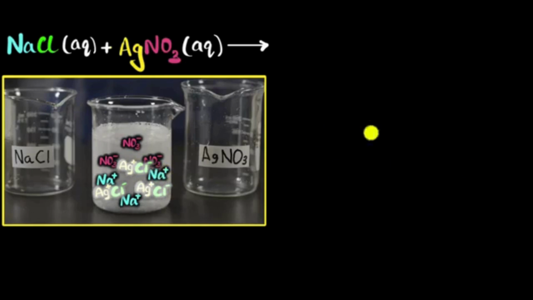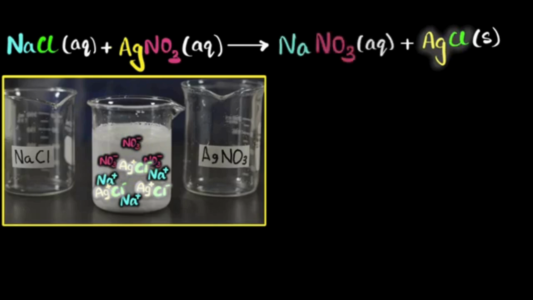So what do we end up with? We'll end up with AgCl, which is insoluble. So that's why it's written as solid over here. It precipitates out. So let me just shade over here to show that it's precipitating. And what remains in the aqueous solution? Well, sodium ions and nitrate ions. So we get sodium nitrate aqueous solution. The white color is due to the AgCl precipitating out.